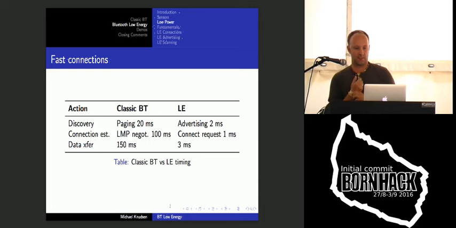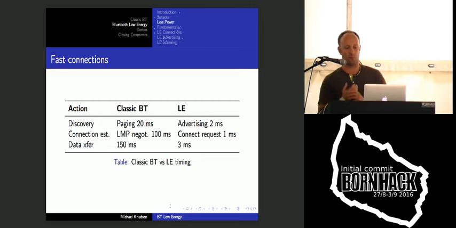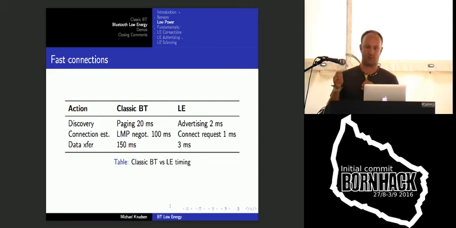Fast connections. In order to do device discovery in classic Bluetooth, we have to go out and listen for paging for 20 milliseconds at a time, or send out paging packets for 20 milliseconds at a time. Whereas in LE, what we do is called advertising, and these take down to 2 milliseconds. Establishing a connection in classic Bluetooth takes on the order of 100 milliseconds because you have some complex negotiation scheme. Whereas in LE, there's a connection request which is over in 1 millisecond. And data transfer in LE is limited to taking 3 milliseconds at a time. So this is what we mean by fast connections.